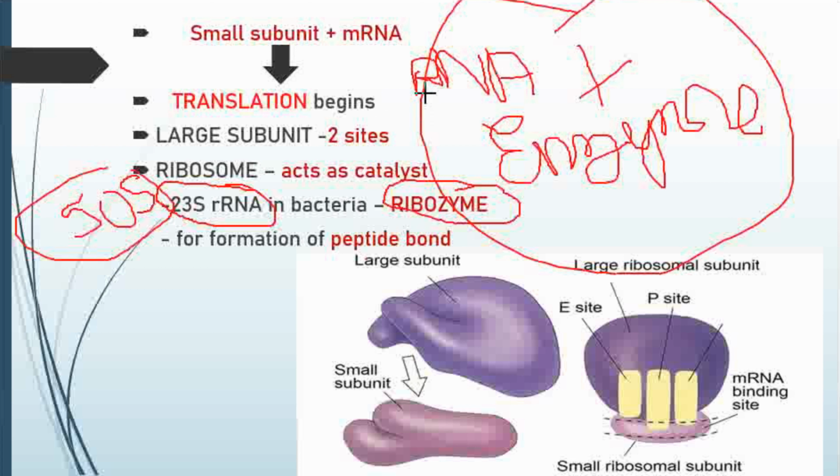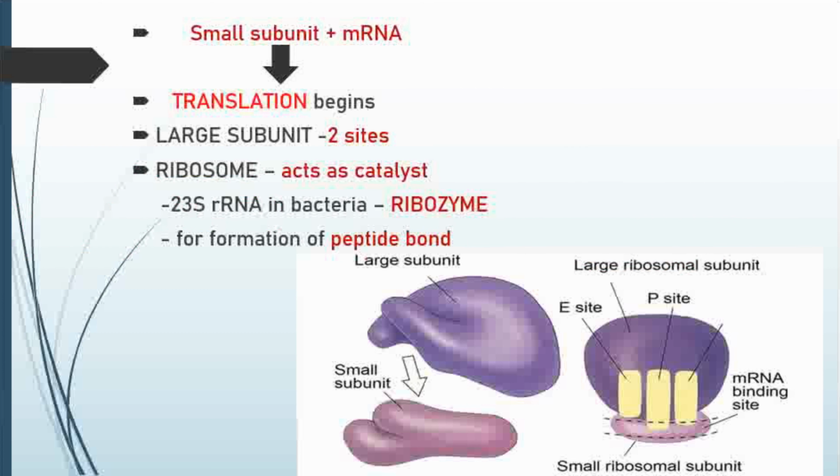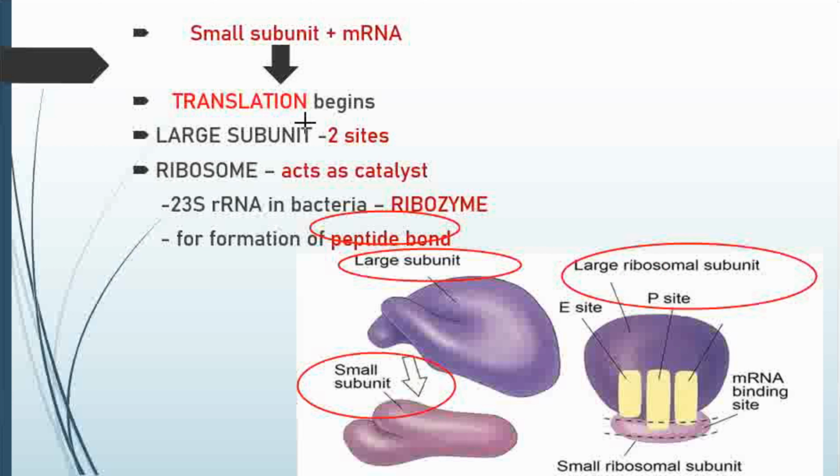So here the ribosome acts as a catalyst for the formation of the peptide bond. This is in the ribosome, so we call it a ribozyme. That RNA is in the ribosome. So the RNA acting as an enzyme, we call it a ribozyme, mainly for the formation of the peptide bond. You can see the large subunit and the small subunit. In the bacterial ribosome, the 23S rRNA is here. The large subunit will have the two sites as I already said.